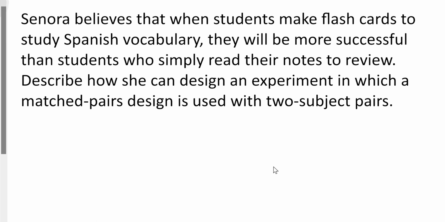So here's how I would start my design. I'm going to bullet point this one. We're going to use Senora's Spanish students.